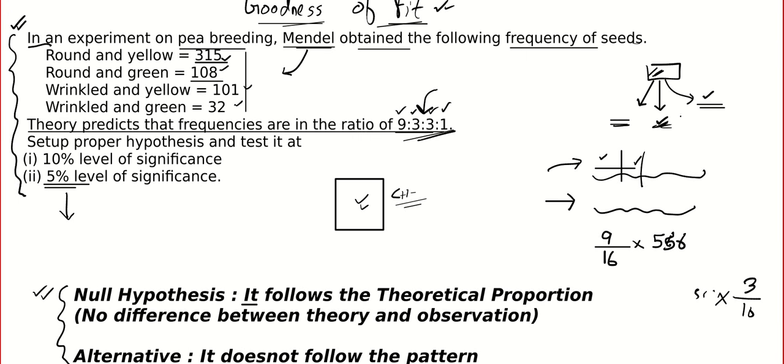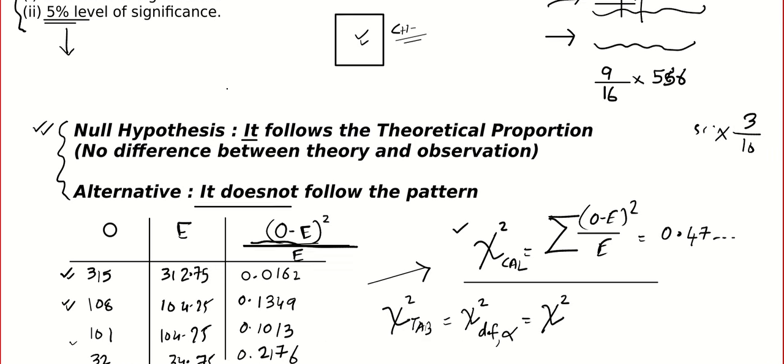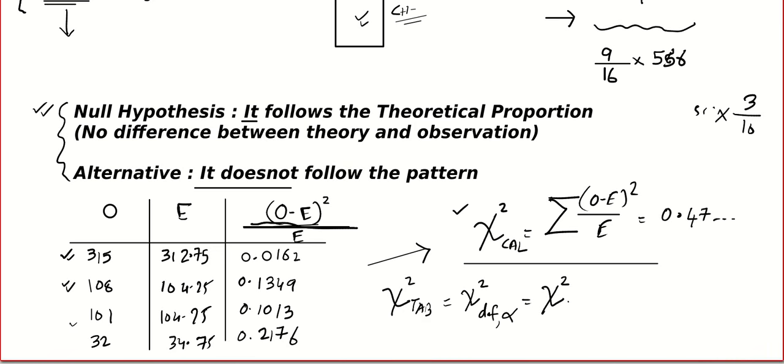In independence testing, in independence of attributes or association of attribute testing, degree of freedom is number of rows minus 1 times number of columns minus 1. In proportion testing, it's simply n minus 1. Here also it is n minus 1, where n stands for the number of different categories. So here there are 4 categories, so the degree of freedom will be 3.